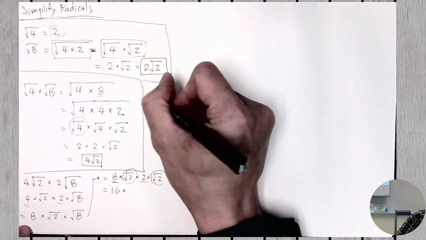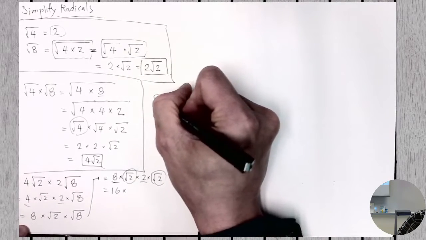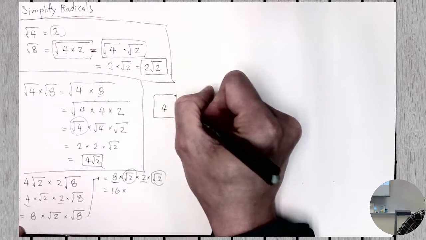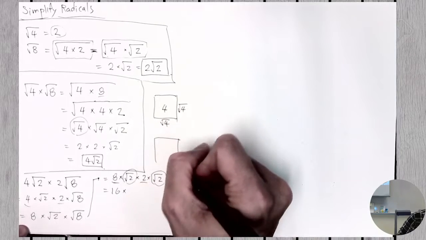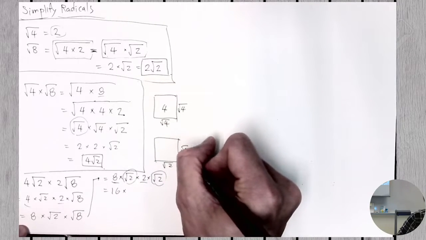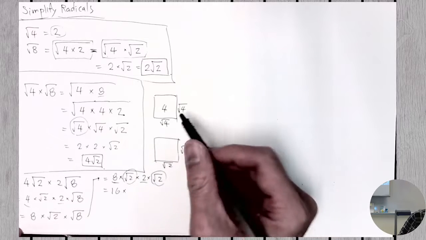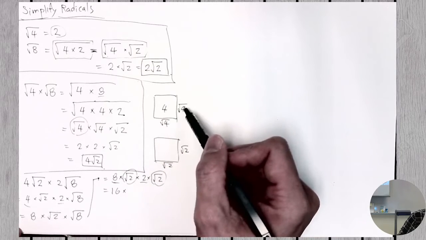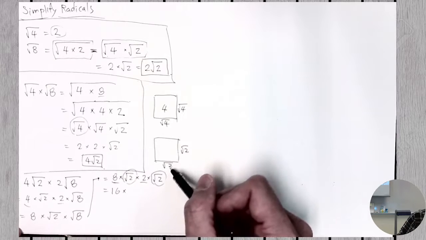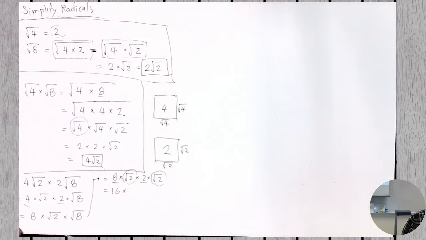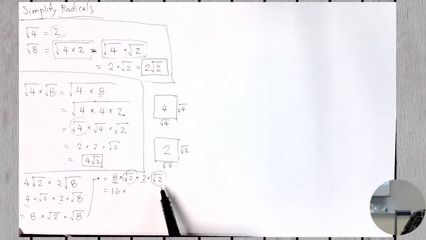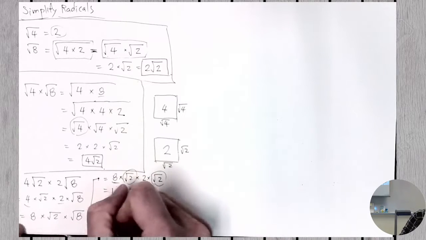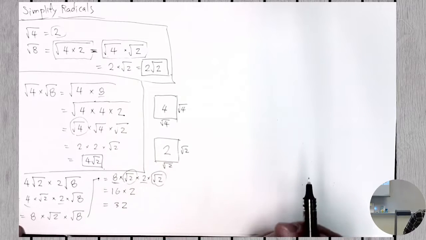Okay, notice if I were to draw a square like this, if the area is 4, each side is square root 4, right? Yes? If each side is square root 2, then the area would be 2. Does this make sense? Okay, we're going off what we know, right? So 2 square roots multiplied together will just give you a 2. The answer is 32.